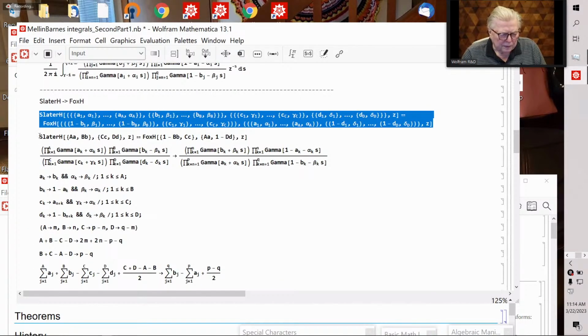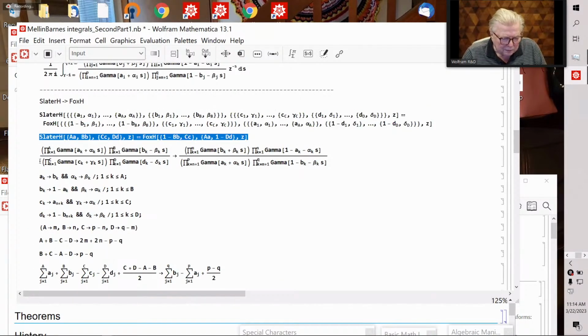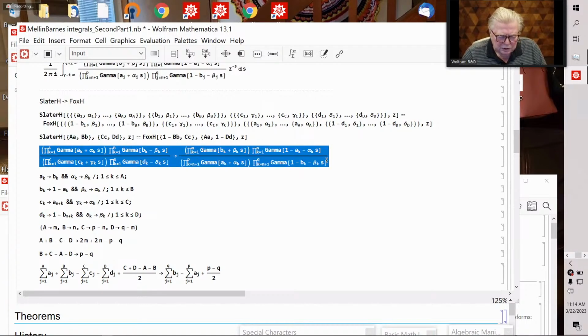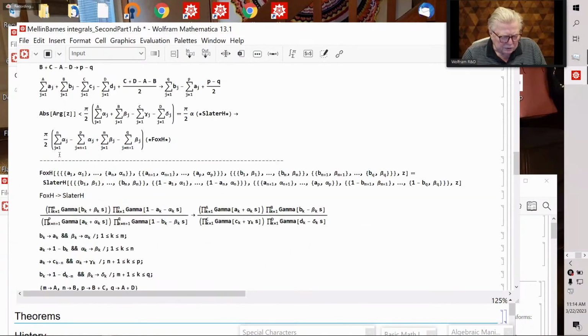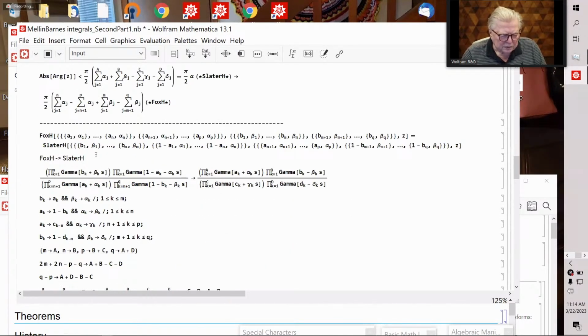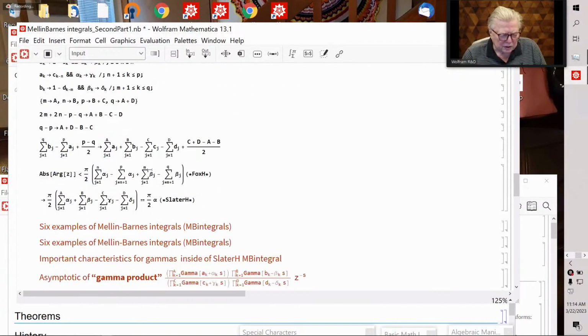And here, what is happening with gammas if we make this set of changes. These Fox and SlaterH functions have main characteristics I mentioned in my previous talk. They look like these sums, which convert to such sums.